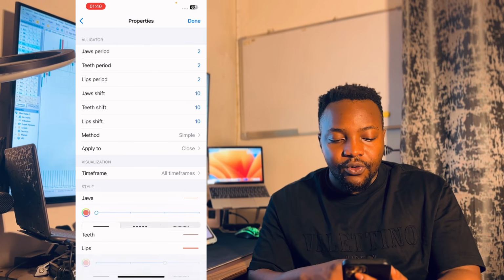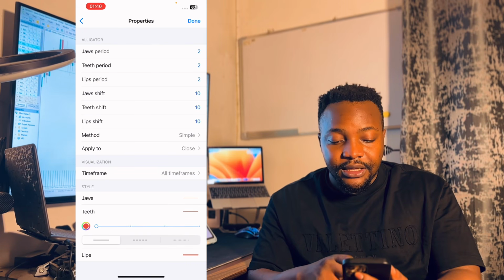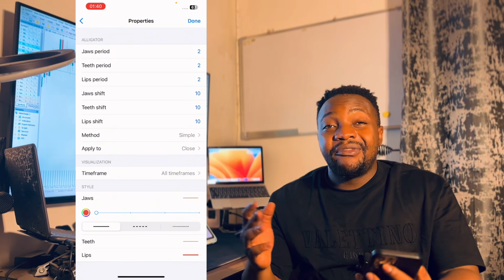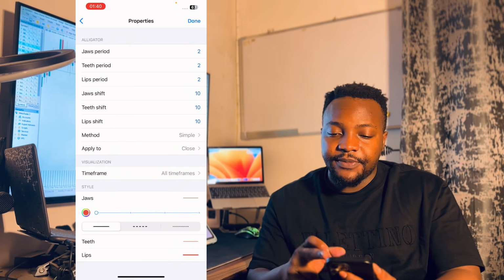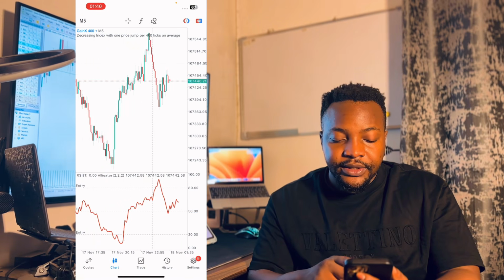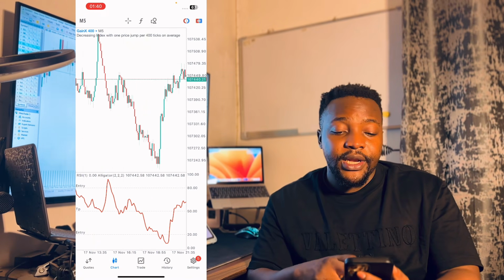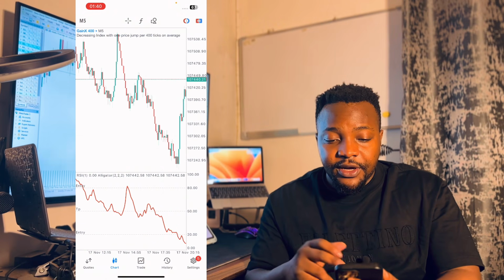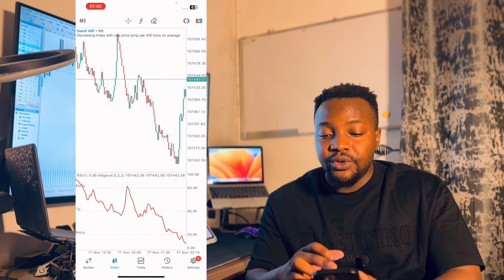So you can see they are all red. The lips are red, the teeth are red, and the jaws are red as well. And then these will be the final properties for this indicator. So once you're done, you're simply going to click on done. And as you can see, we now have that red line running across our charts. This is the first part of our indicators. We need to move on to the next.